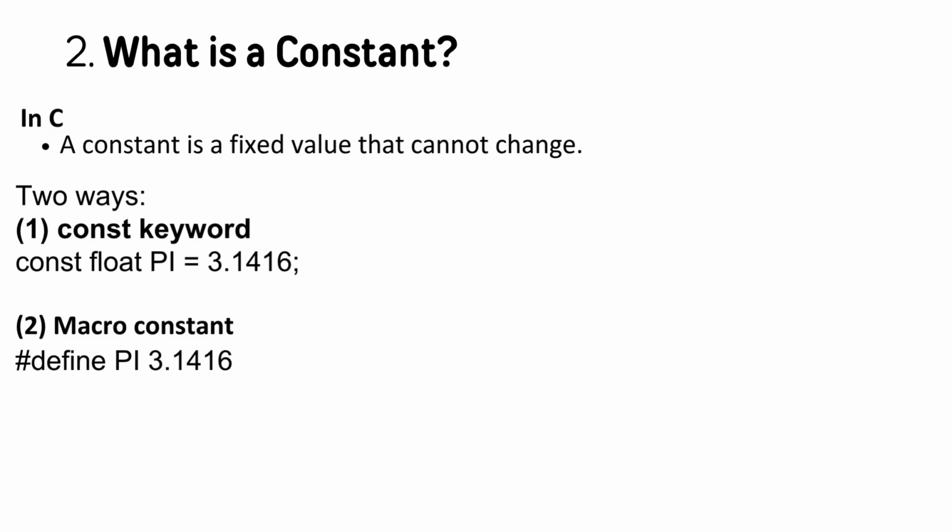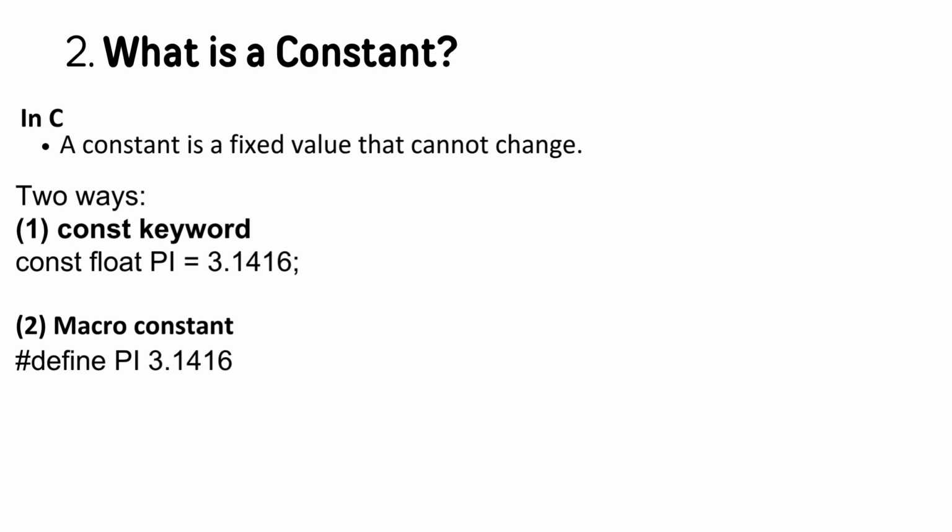Now, actually, what is a constant? In C, a constant is a fixed value that cannot change during the execution of the program. Once you set it, you can't modify it, and that's why constants are so useful for defining values that stay the same. There are two common ways to create a constant in C. The first method is by using the const keyword. For example, const float pi = 3.1416; ended with a semicolon. Here pi is a float constant and its value is permanently fixed.